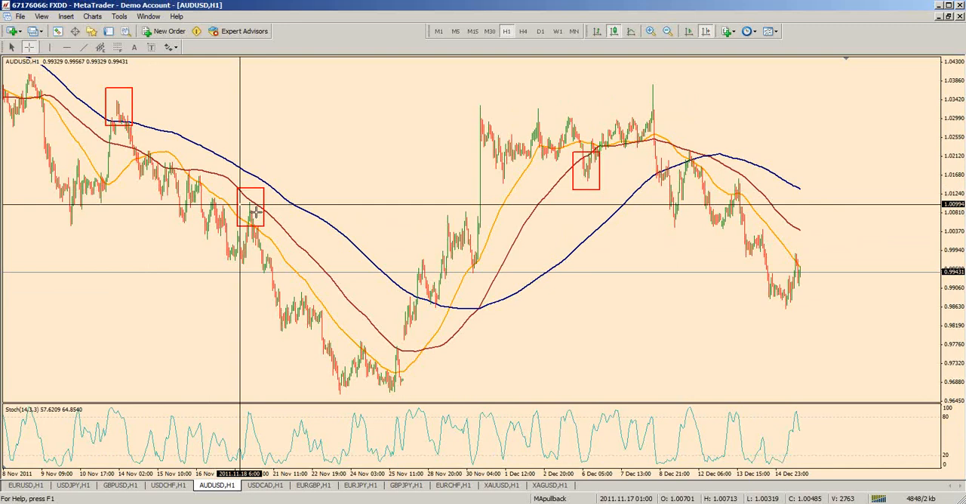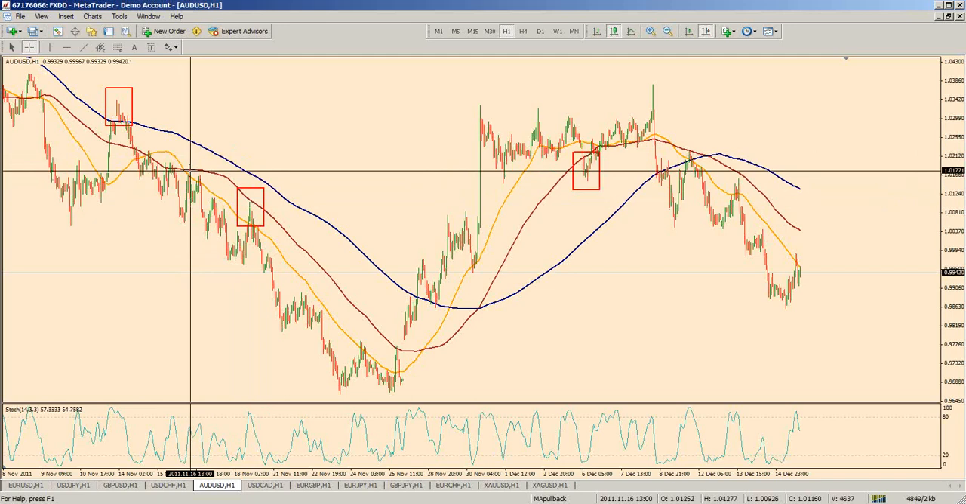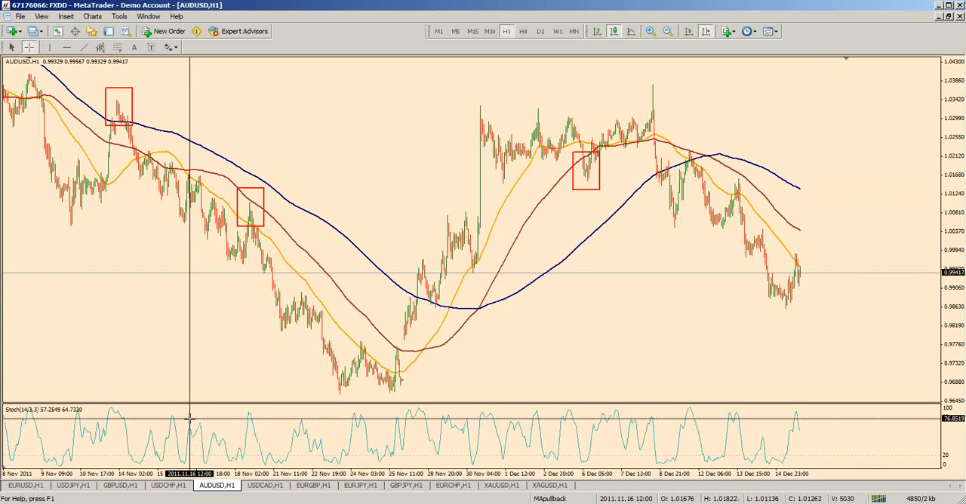Same thing over here. Let me see. It went to the 100 period simple moving average. We had correct order, but we didn't have the stochastics line up right over here, so that didn't work. Okay. Now this one did.